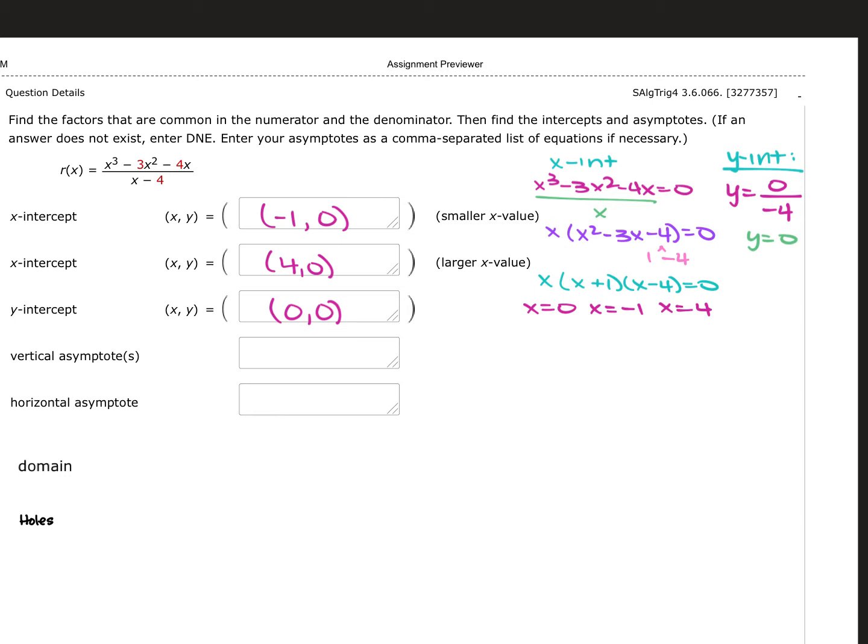To find your vertical asymptotes, take your denominator, x minus 4, set it equal to 0, and solve. You get that x is equal to 4. For your horizontal asymptote, you're going to take the numerator's degree, compare it to the denominator's degree. The numerator's is 3, denominator's is 1. 3 is greater than 1, so your horizontal asymptote is none.